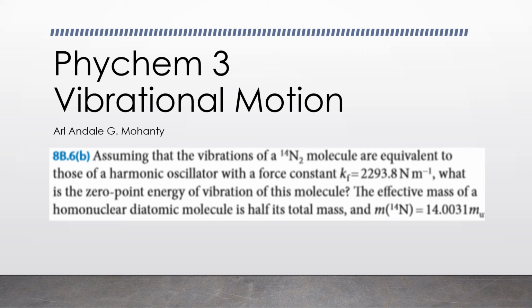Good day, everyone. The problem given to me is this. Assuming that the vibrations of a nitrogen gas molecule are equivalent to those of a harmonic oscillator with a force constant of 2293.8 Newton per meter, what is the zero-point energy of vibration of this molecule? The effective mass of a homonuclear diatomic molecule is half its total mass, and the mass of the nitrogen here is given, which is equal to 14.0031 atomic mass units.